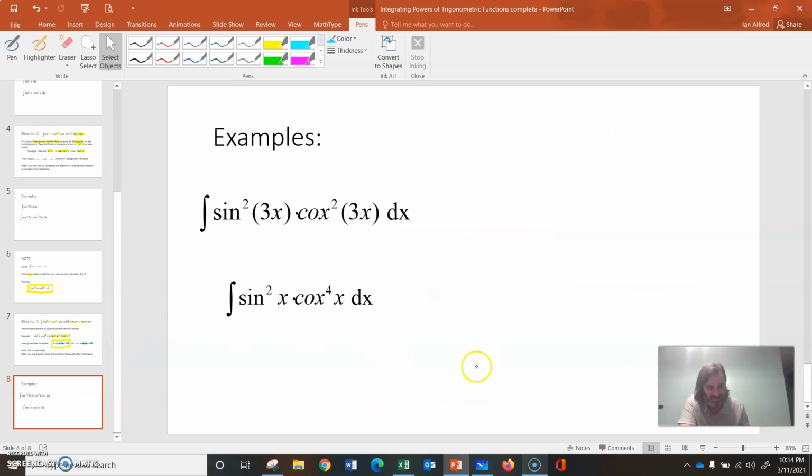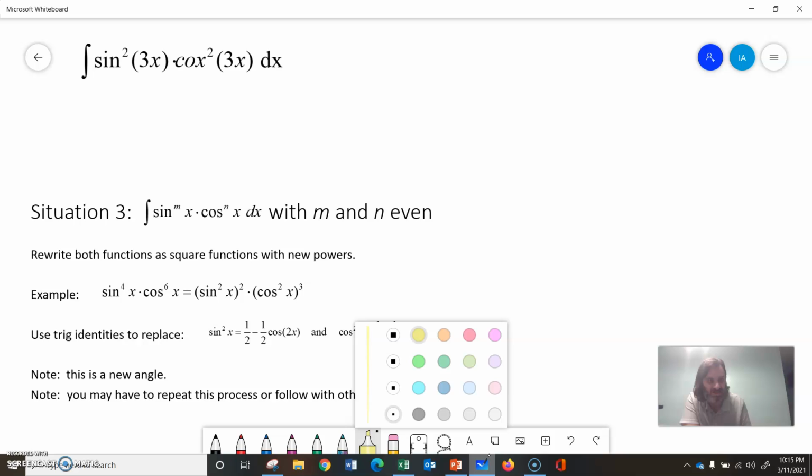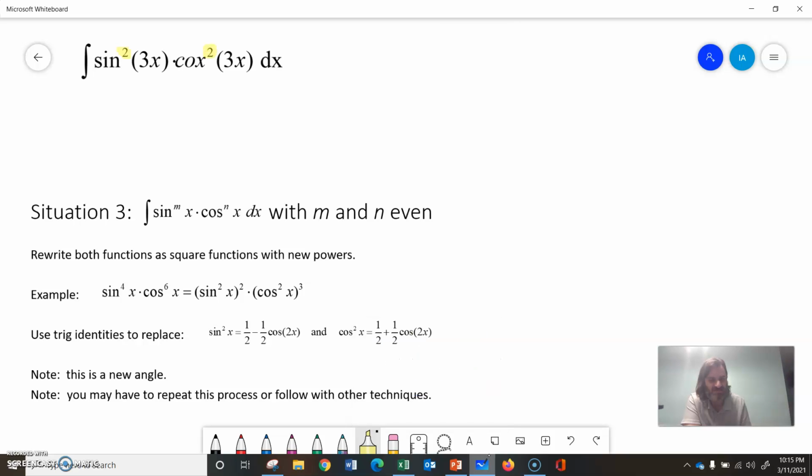So I have a couple of examples here. The first one: sine squared of 3x times cosine squared of 3x dx. That's what I'm trying to integrate. Both of these are even powers. And you'll see if I do another example that the larger this power, the harder it is. With the odd powers, it didn't really matter how big it was because you pulled one out and you fixed it. But with these even powers, it's kind of a rough thing.